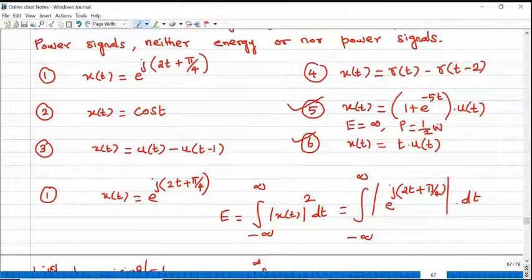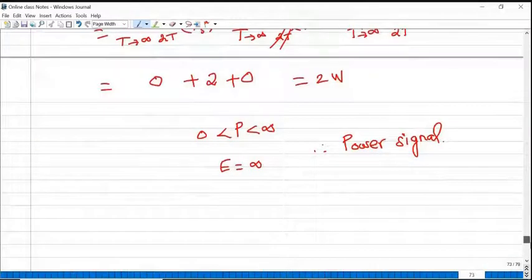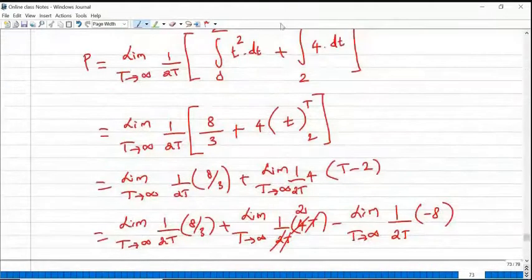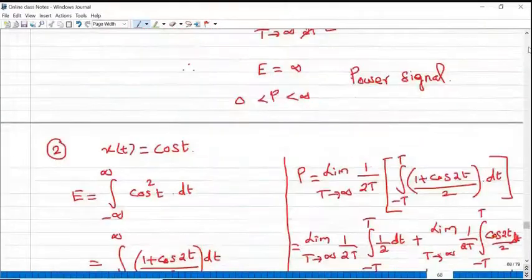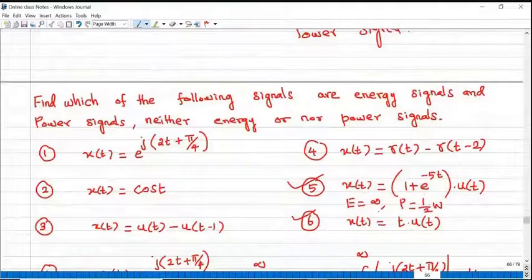While calculating the power, you have to follow this procedure. Individually, while solving, spread the terms and check if there is a possibility of cancellation of this T. At the final step, you have to substitute T tends to infinite. If you follow the same procedure for the next problem, you will get energy equal to infinite, power equal to 1 by 2 watts. So this is your energy signal, sorry, power signal. Power equal to 1 by 2 watts, energy equal to infinite. So this is a power signal.